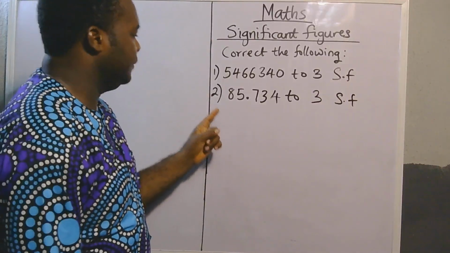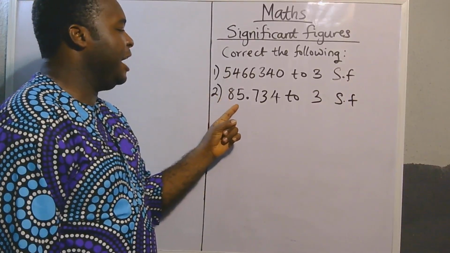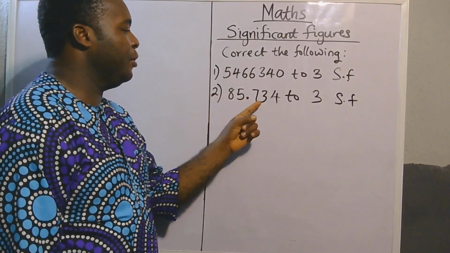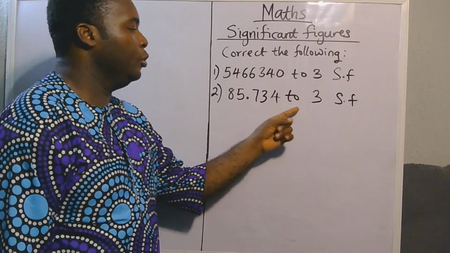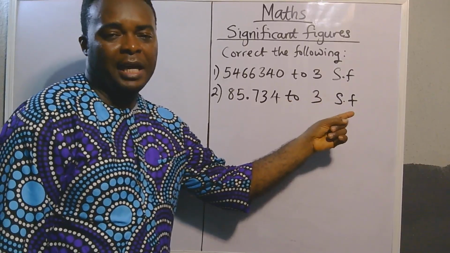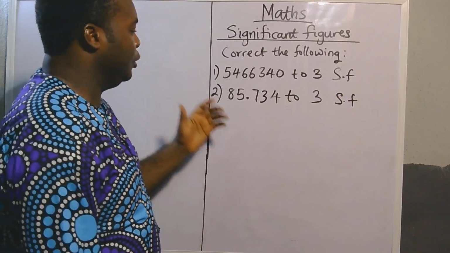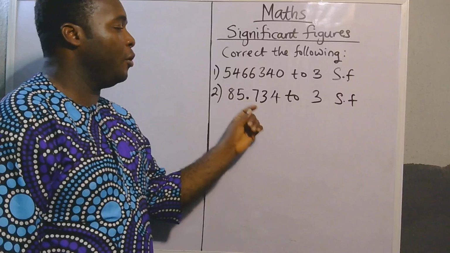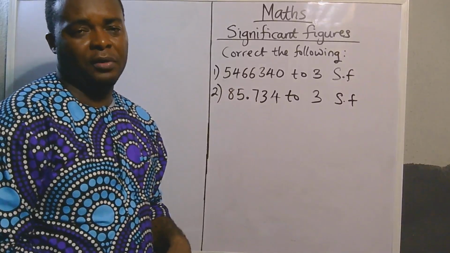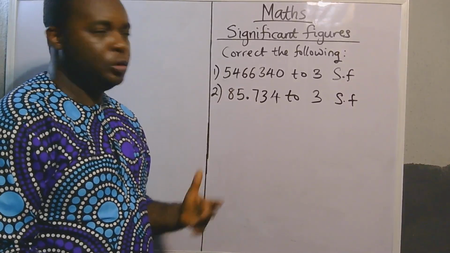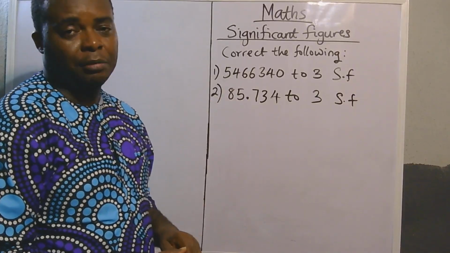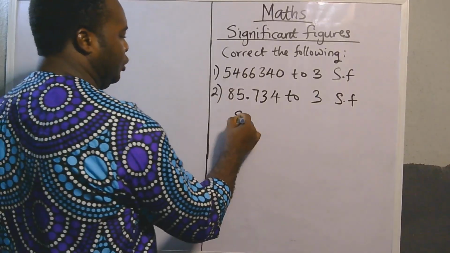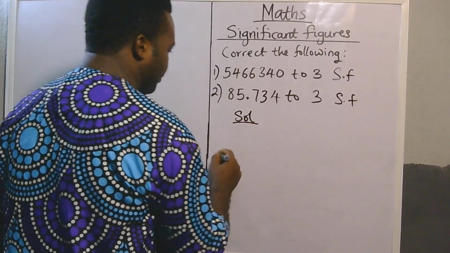The second one is 85.734 to three significant figures. So we are supposed to convert 85.734 to three significant figures. Now, how are we going to do these two? Let's start with the first one. Solution, number one.